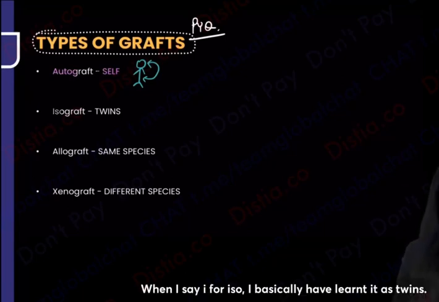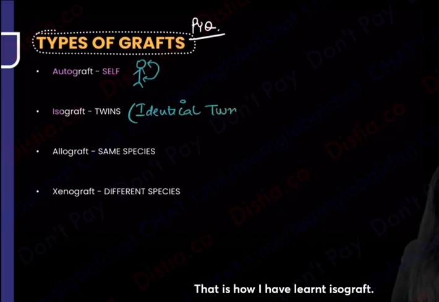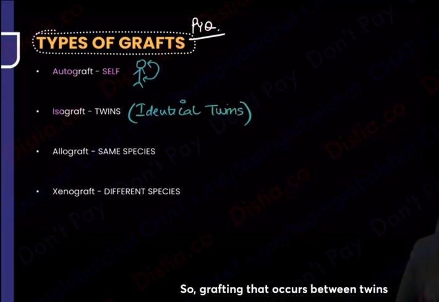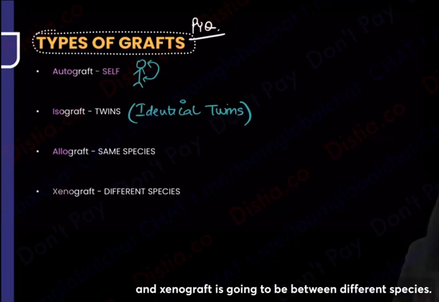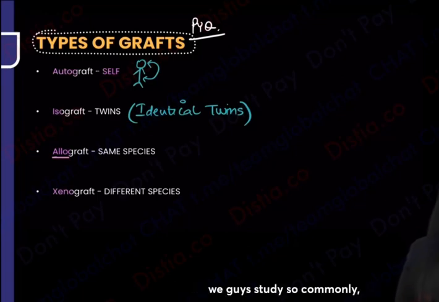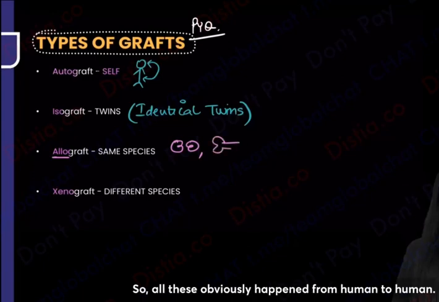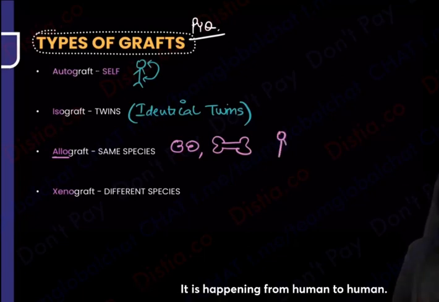When I say I for iso, I have learnt it as twins. So I have learnt I for identical twins. That is how I have learnt isograft. So grafting that occurs between twins is known as isograft. Now let's talk about allograft. Allograft is going to be of the same species, and xenograft is going to be between different species. Like, for example, we commonly study a kidney transplant, or we talk about a bone marrow transplant. All these obviously happen from human to human, whatever is happening within the same species. It is happening from human to human, that is allograft.